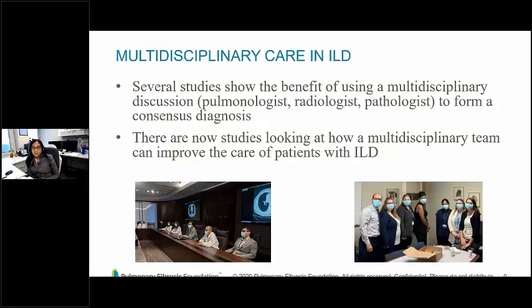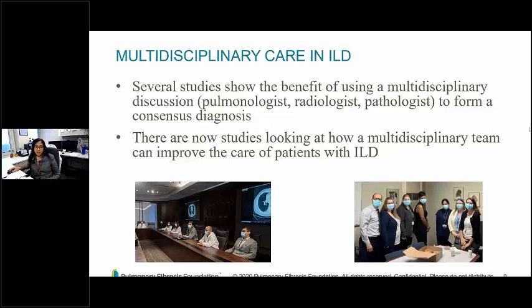Multidisciplinary care in ILD initially referred to the studies that showed benefit of using a multidisciplinary discussion, with pulmonologists, radiologists, and pathologists if someone had a biopsy, to form a consensus diagnosis. Now there are studies starting to look at how a multidisciplinary team in the clinic can improve the care of our patients with ILD.